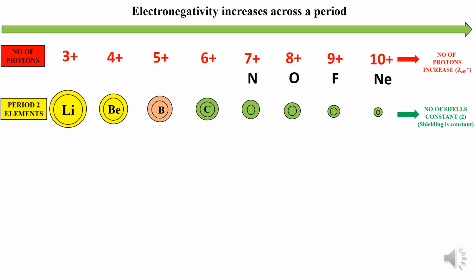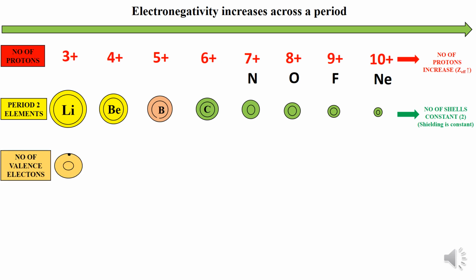And what about the number of shells? So as you move across a period from left to right, you will find that the number of shells is constant. So there is no change. The number of shells for period 2 elements is only 2. So therefore shielding is constant. And therefore the effective nuclear charge wins over the shielding in case of period 2 elements.